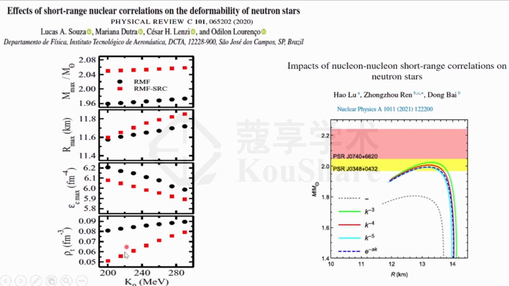Okay, at low density, let's say the transition density from the crust to the core, this transition density is sensitive to the symmetry energy below the saturation density. So you see this significant effect on the transition density. As a result, this will also affect the tidal polarizability of neutron stars.